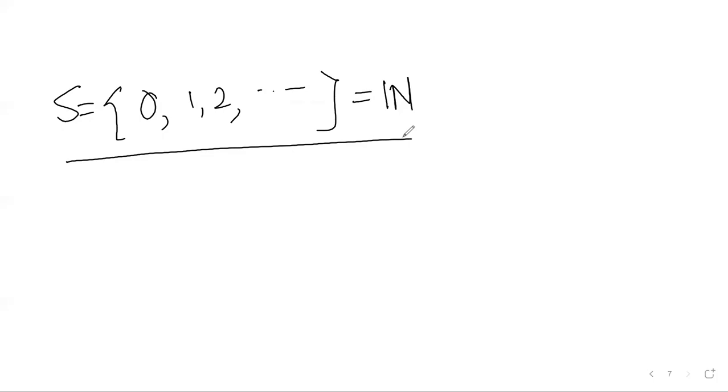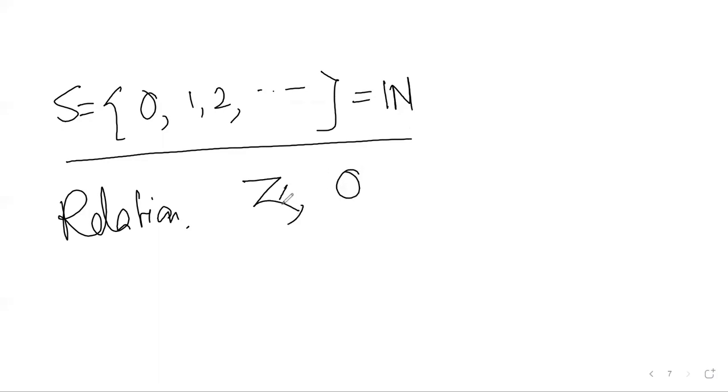In the next lecture, we will study relations, then equivalence relations and partitions of a set. Then we will see the construction of Z, the set of all integers, then the set of all rational numbers, Q, then the set of all real numbers, step by step.